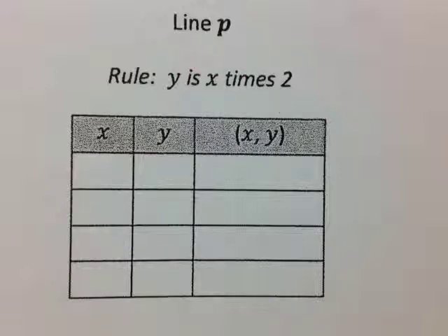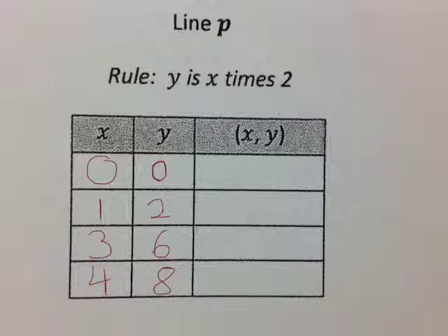The rule for line P says that y is x times 2. So if x was 2, 2 times 2 would be 4. If x is 0, 0 times 2 would be 0. If x is 1, 1 times 2 would be 2. We would have 3, and 3 times 2 is 6. And we could have 4, and 4 times 2 is 8. So this rule says that y is x times 2.